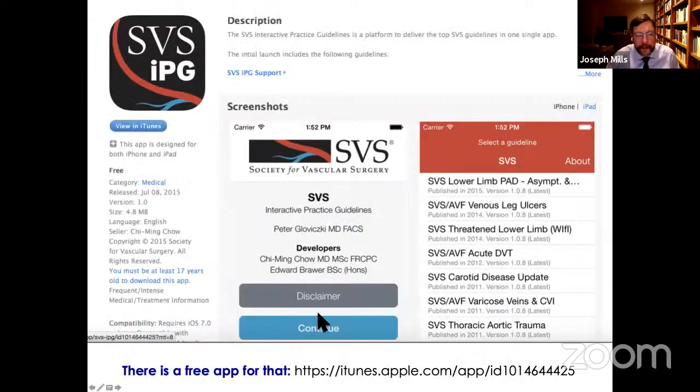Now, there is an app. The new one, we just had to redo it. So the SVS company that helped us with this app before, it's free. It's called the Interactive Practice Guidelines, and you can use it for Android or Apple. The new version should be out shortly.